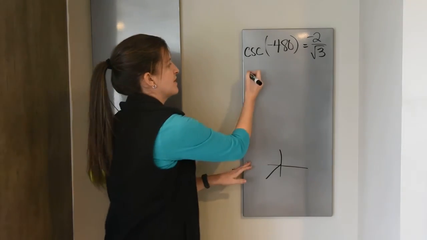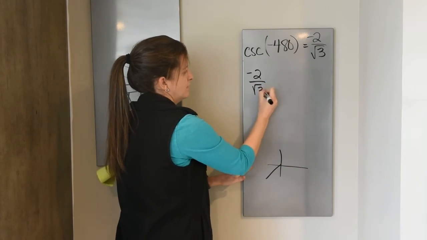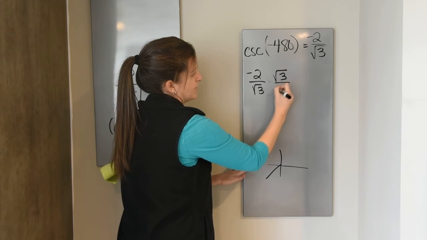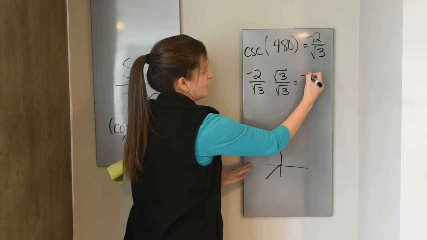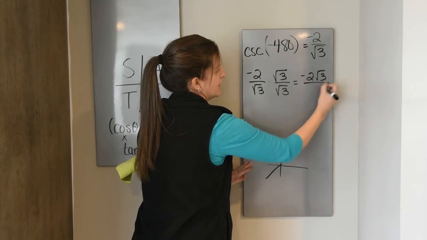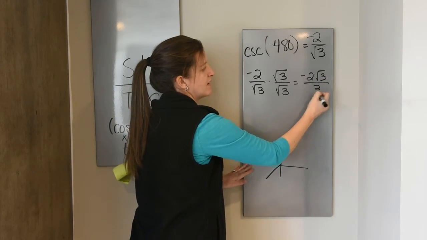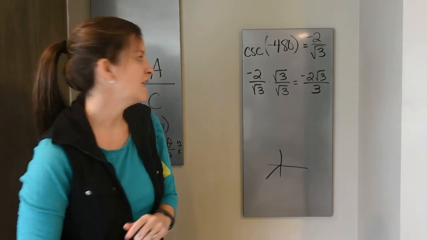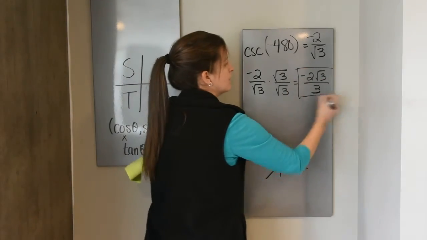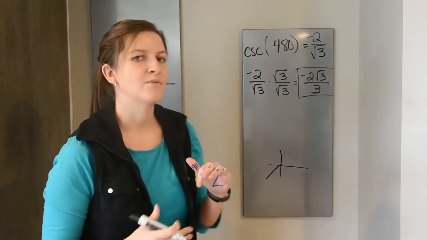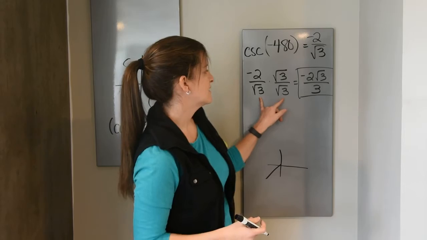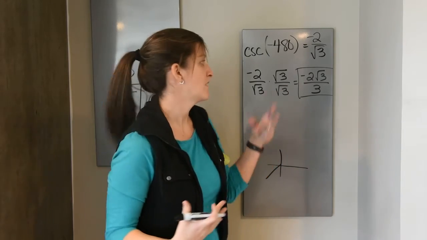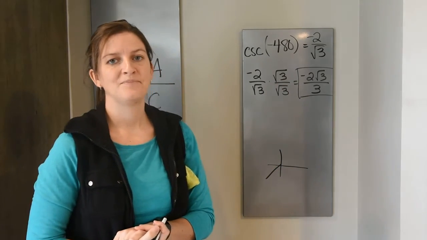Okay, now we have to rationalize. Multiply by the square root 3 over square root 3. We get negative 2 square root 3 over square root 9, which reduces to 3. I skipped a step right there that I haven't before. But again, this is square root 9. Square root 9 is 3. So there's your answer.